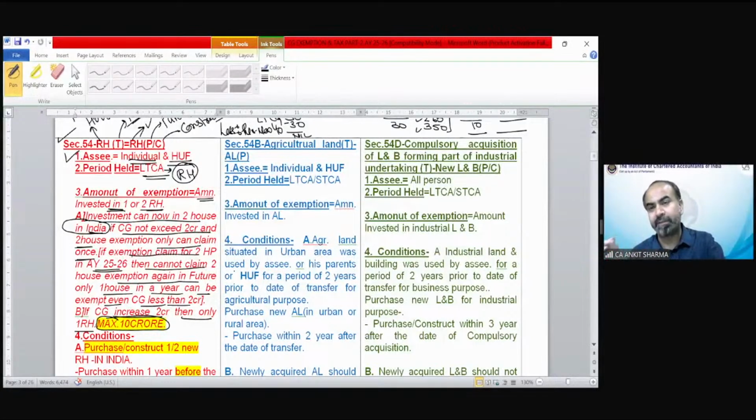You should be an individual or HUF. The transferred asset should be long term. The new residential house exemption can be for one house or two houses. Two house exemption can be claimed if gain does not exceed 2 crore. If it exceeds 2 crore, only one house exemption can be claimed. If two house exemption has been claimed, it cannot be claimed again in future. The maximum exemption under section 54 is 10 crore for a year. We cannot claim more than 10 crore. Clear?